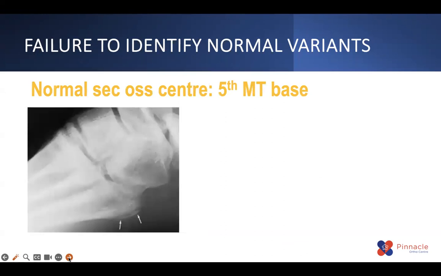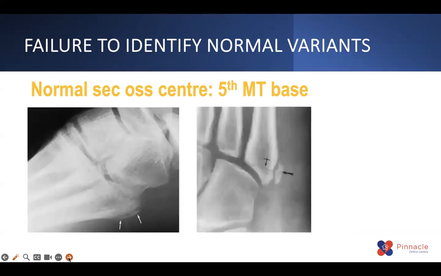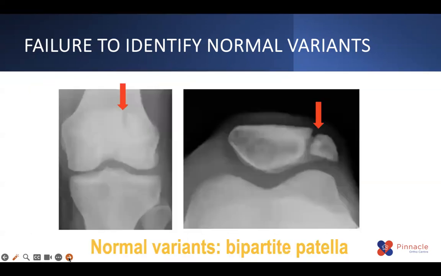One of the common secondary ossification centers which is misdiagnosed to be a fracture is the one at the base of the fifth metatarsal. How do you differentiate the secondary ossification center from a fracture? In a secondary ossification center, the radiolucent line is always longitudinal. On the other hand, if your radiolucent line is transverse, it indicates a fracture.